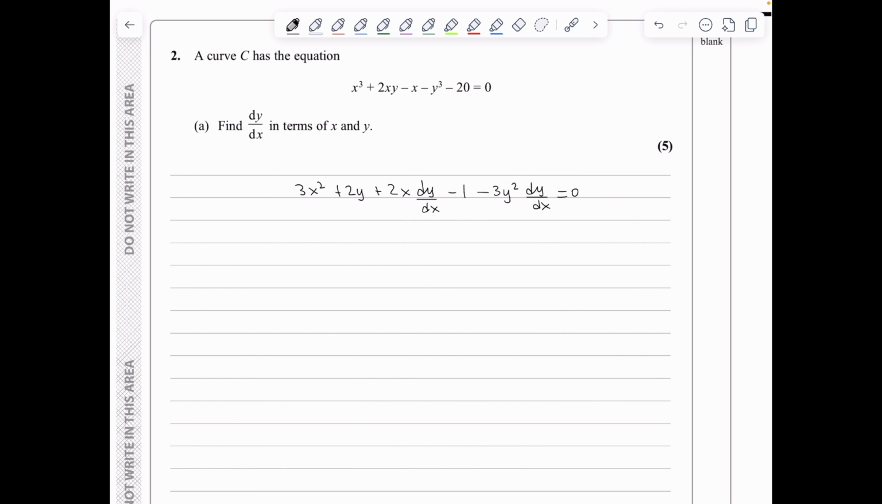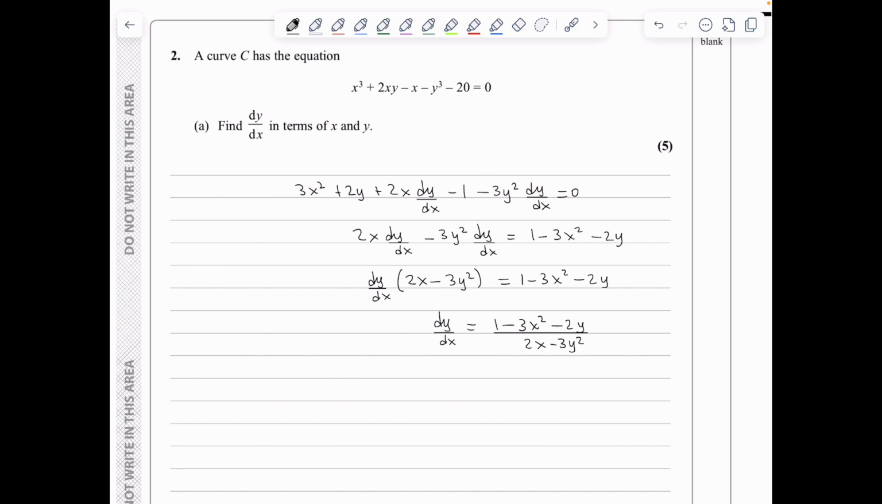Remember, we're trying to make dy/dx the subject here, so we've got 2x dy/dx minus 3y squared dy/dx on the left hand side, and this is equal to 1 minus 3x squared minus 2y. I will factor out the dy/dx on the left hand side, so we've got dy/dx times (2x - 3y squared) being equal to 1 - 3x squared - 2y, leading to dy/dx being equal to (1 - 3x squared - 2y) divided by (2x - 3y squared).